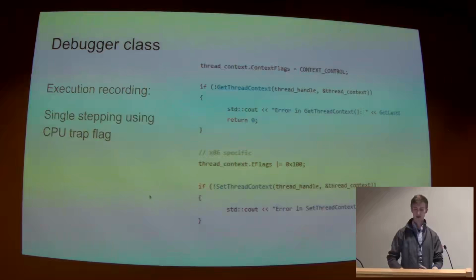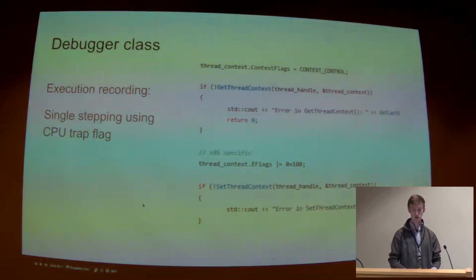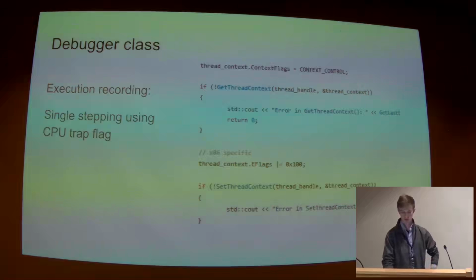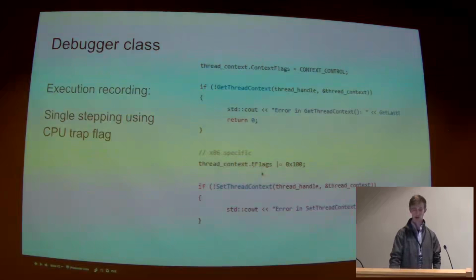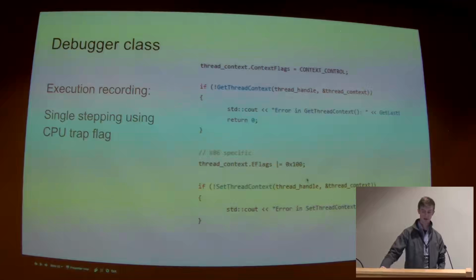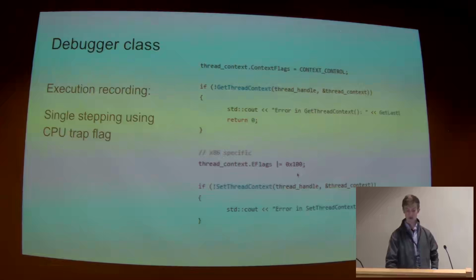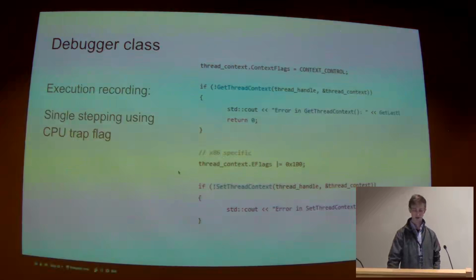And then the execution recording I talked about earlier is done by single stepping using the CPU trap flag. Here we get the flags for that thread context, and we just set a bit on the CPU. We say, hey, don't execute any more than one instruction at a time, and let me know every time you do so I can record that.